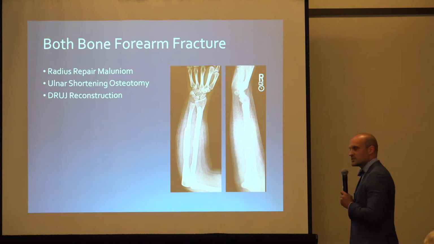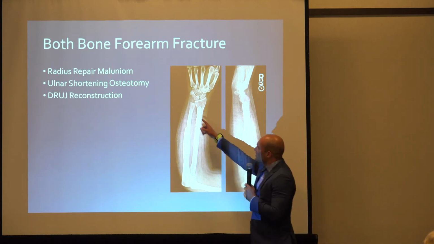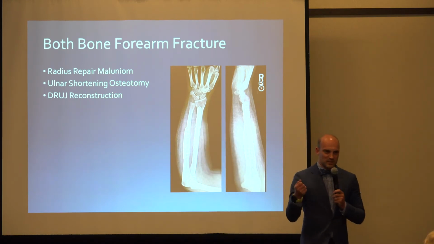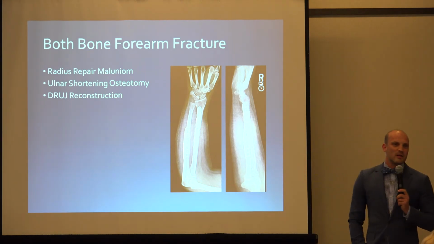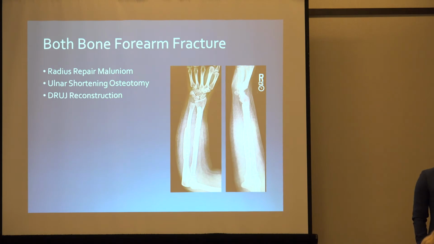DRUJ, for those of you who don't know, is the distal radial ulnar joint. That's the joint up here that allows your wrist to spin. Without that, you can't spin your wrist. So it's a big problem, but a problem that probably could have been avoided. I mean, in the end, she's probably going to do okay.